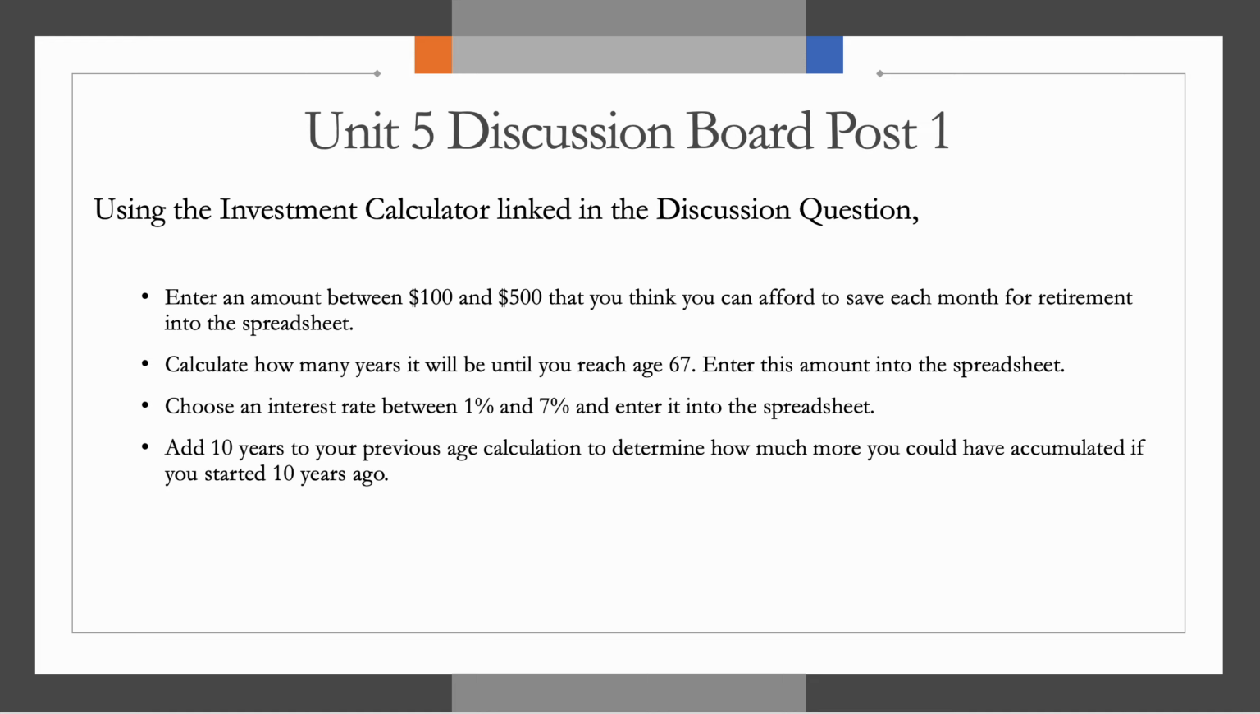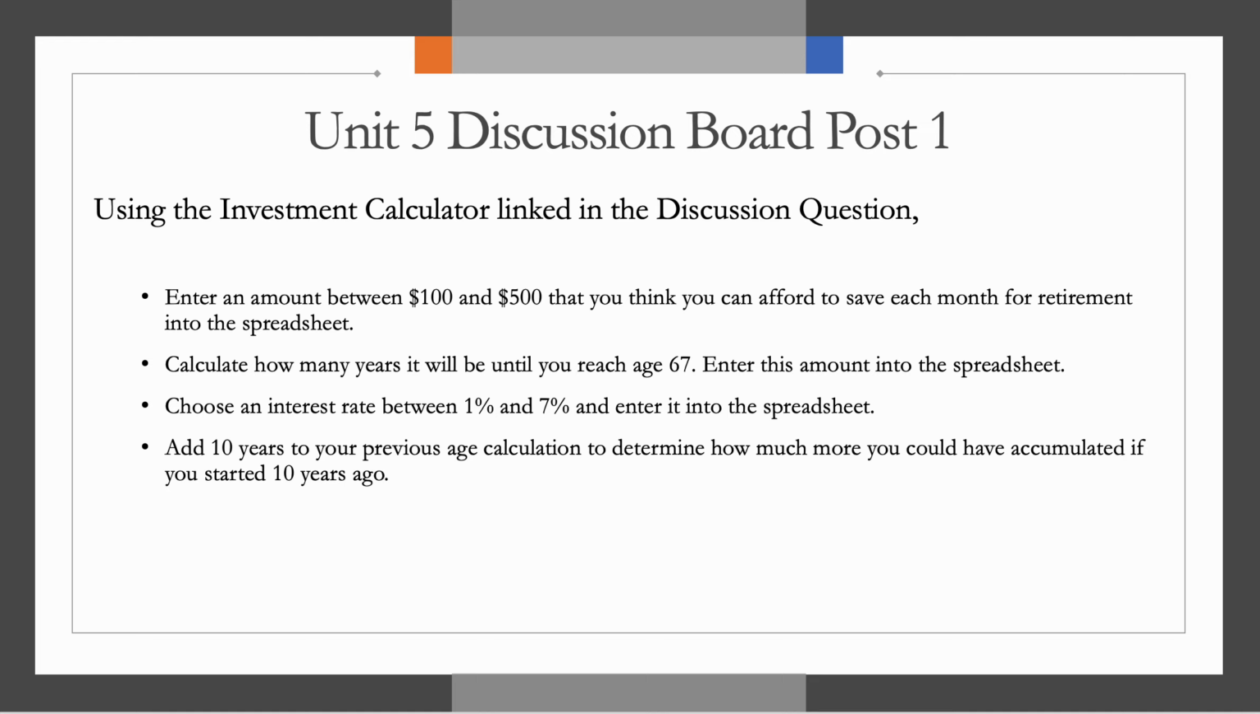And so in that calculator, you want to pick an amount between 100 and 500 that you feel like you could afford to save each month for retirement. So if you're new in your career and you're not really at a point where you can confidently save, you can always put the number that you would like to have saved. Once you put that in, you need to figure out how many years until you reach 67. So take 67 and subtract your age. Enter that into the calculator.